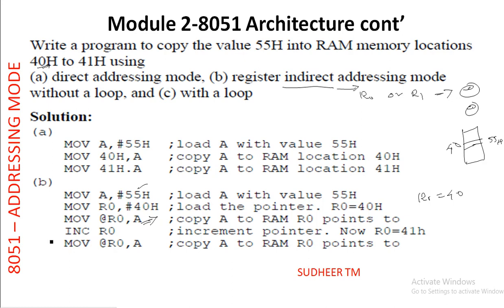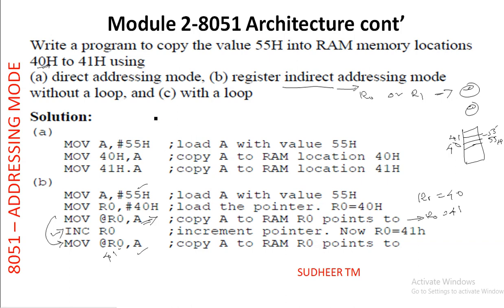Then INC, this instruction belongs to the arithmetic instructions. It's called increment. Increment R0 means R0, which at the execution of the second instruction is 40, becomes 41. Again MOV @R0, A, the same instruction we used. Now R0 is 41 here. So the content of memory 41 will be 55 because the accumulator is not changed here. Hope you understood the difference in addressing modes. So register indirect addressing mode is used without a loop, with the program sequence repeated.